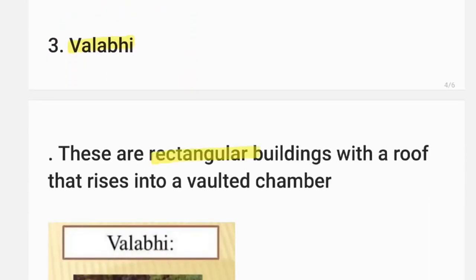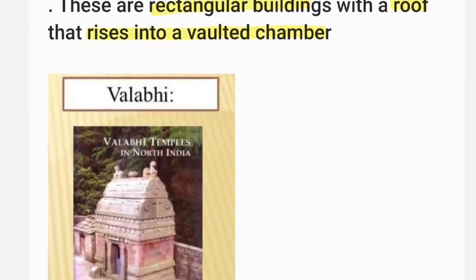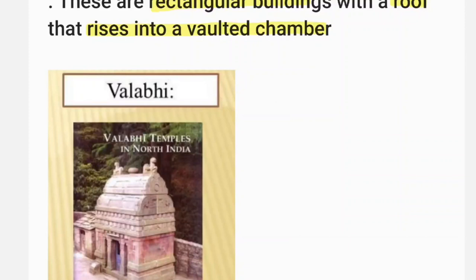Then the third and last one is the Vallabhi. Vallabhis are rectangular buildings with a roof that rises into a vaulted chamber. If we look at its structure, then it is rectangular at the base and it is like a vaulted chamber.